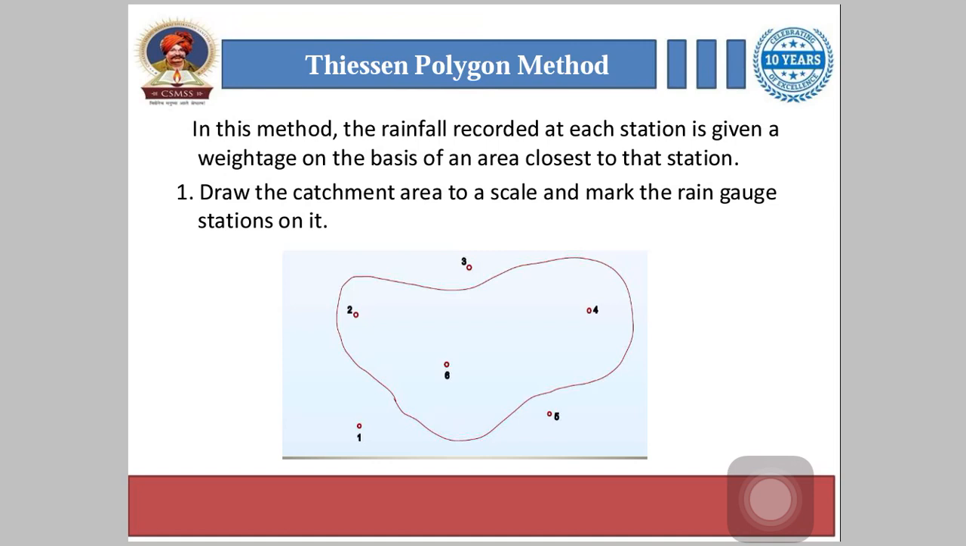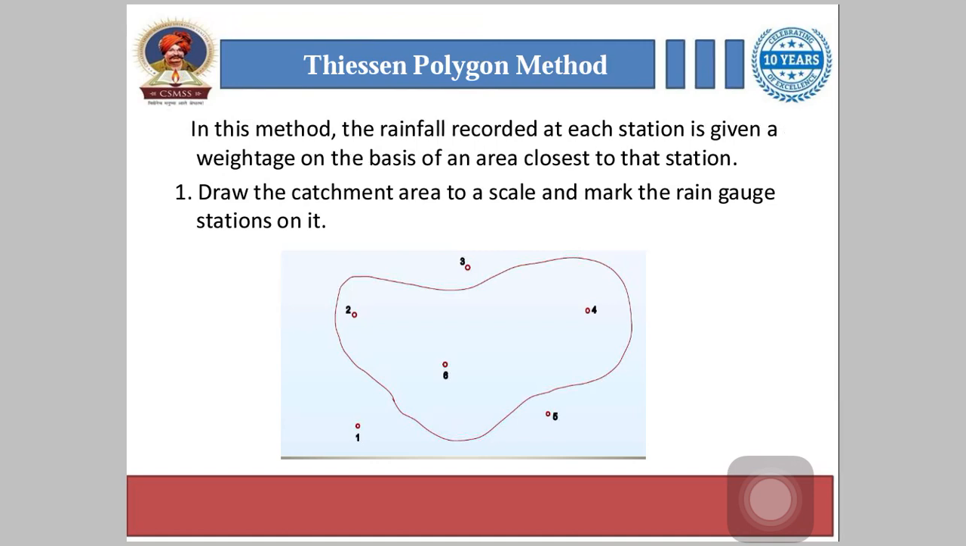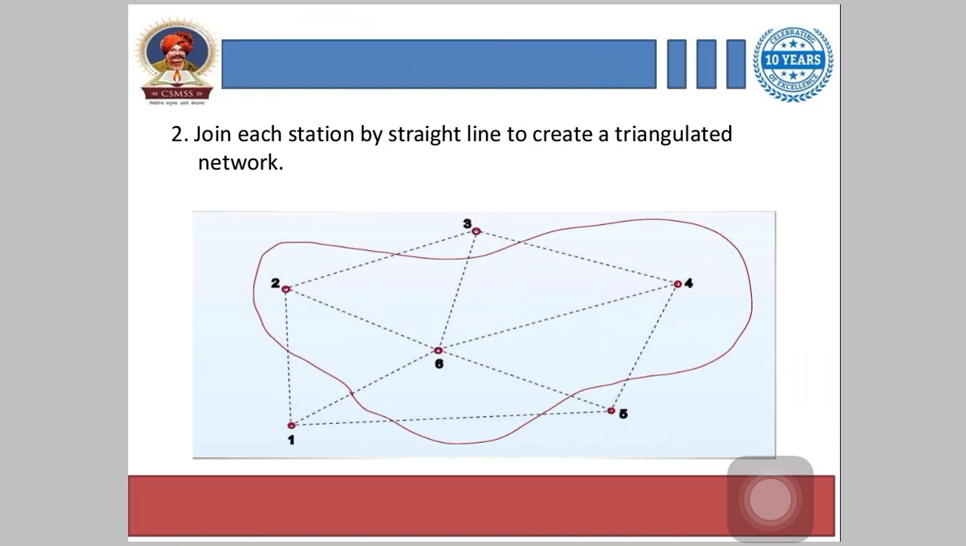Next we will see the Thiessen polygon method. In this method the adjacent stations are joined by straight lines, thus dividing the entire area into a series of triangles, and then perpendicular bisectors are erected on each of these lines and thus form a series of polygons. Each polygon contains one rain gauge station. Now we will see the steps one by one.